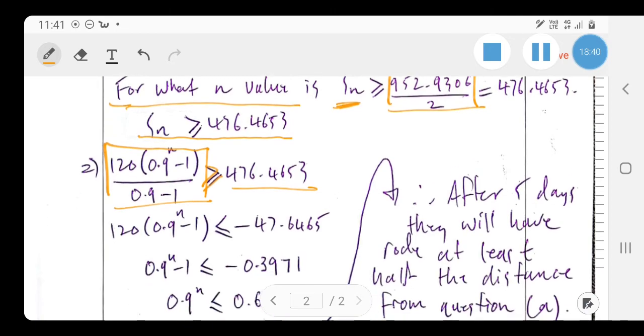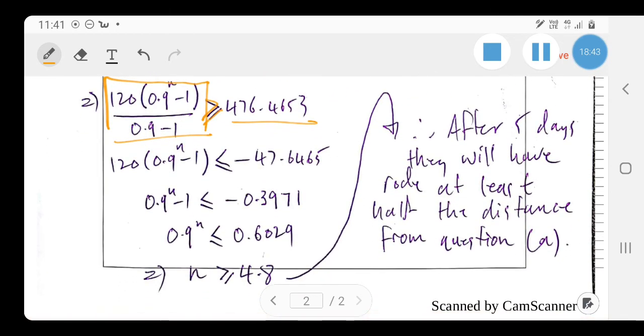But I've done a couple of extra steps here just to get it down to something that's easier to enter into my calculator, just by doing some simplifying. And I get 0.9 to the power of n less than or equal to 0.6029. Now it's turned into a less than or equal to because up here, 0.9 minus 1 is a negative number. And when I multiplied both sides of that inequality by a negative, a rule you might have forgotten, you have to switch the direction of the inequality.